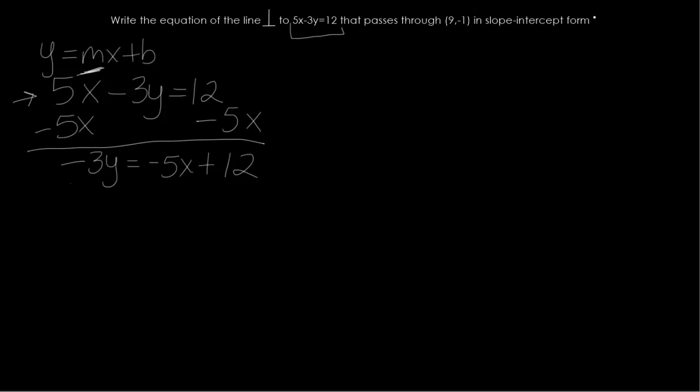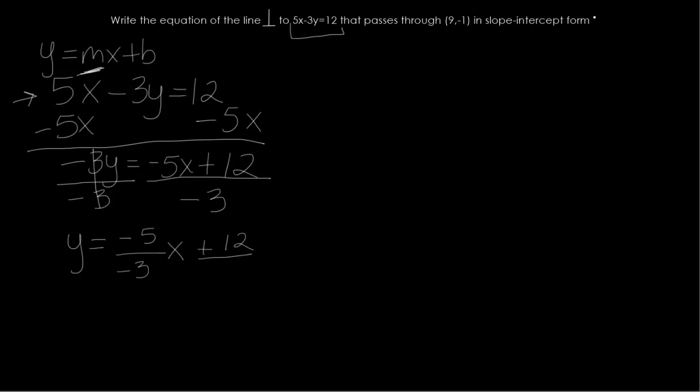I need to get rid of that -3. Since the -3 is being multiplied by y, I'm going to divide it. So I divide one side by -3, and I need to divide this entire other side by -3. What am I left with here? Y. Great. y equals -5 over -3. Remember, both terms need to be divided by that -3. 12 over -3. Okay, let's simplify that.